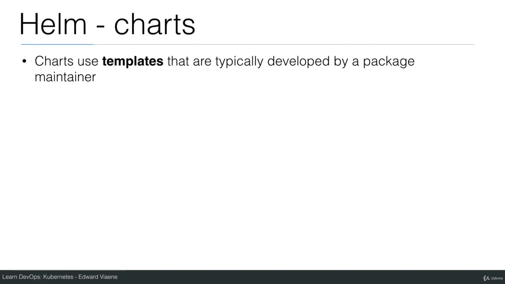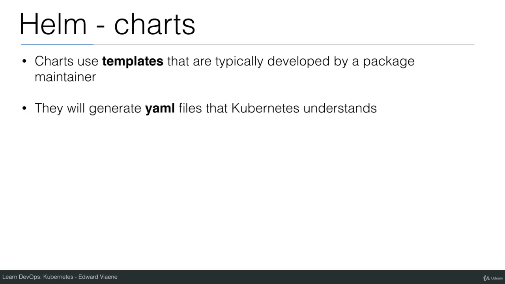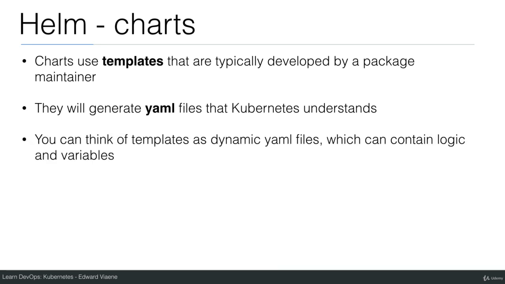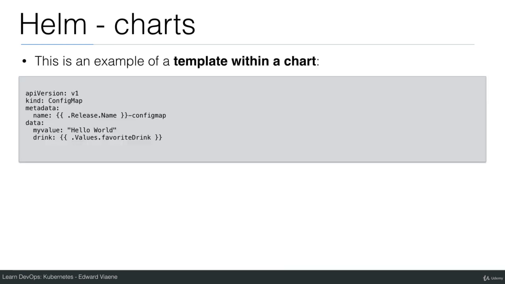Charts use templates that are typically developed by a package maintainer. They will generate YAML files that Kubernetes understands. You can think of templates as dynamic YAML files, which can contain logic and variables. This is an example of a template within a chart.